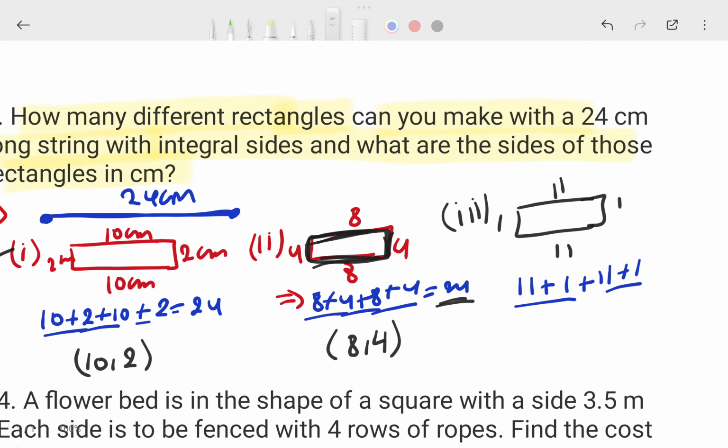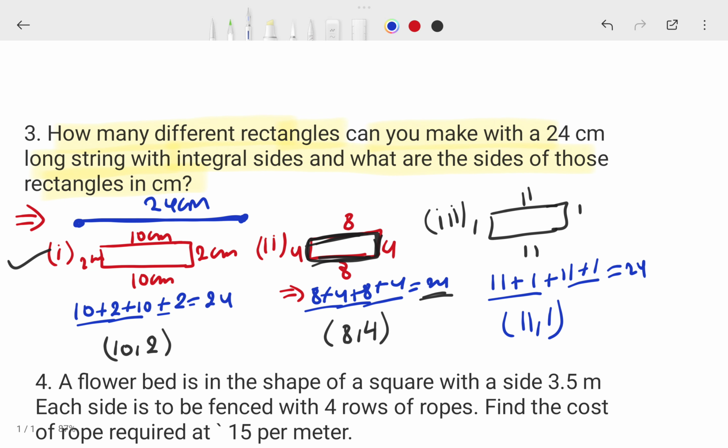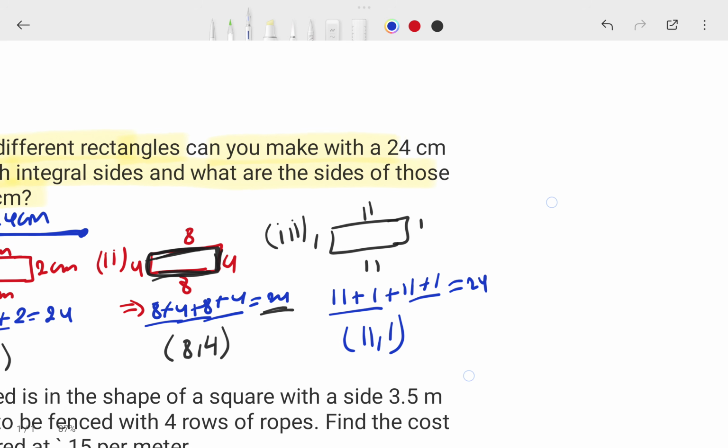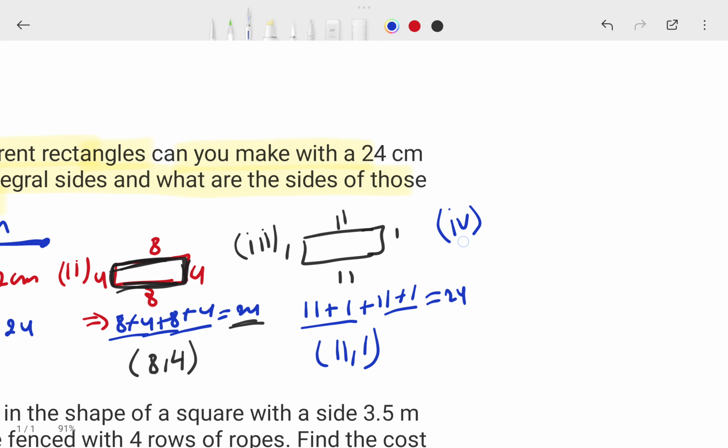If you add this all, it's going to be 24 centimeter only. So we did it using 11 and 1. So we did 3 rectangles. Okay, now let's find the fourth. Let's do the fourth rectangle. So the fourth rectangle, how will we make it?